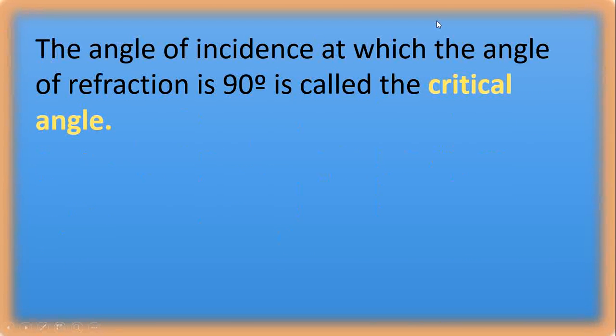The angle of incidence at which the angle of refraction is 90 degrees is called the critical angle. So at r equal to 90 degrees, what is the angle of i? That value is called the critical angle. When the angle of r is equal to 90 degrees and we measure the angle of i, suppose it may be 100 degrees or 60 degrees, that angle is called the critical angle. The measurement of angle of i when the angle of r is equal to 90 degrees is called the critical angle.